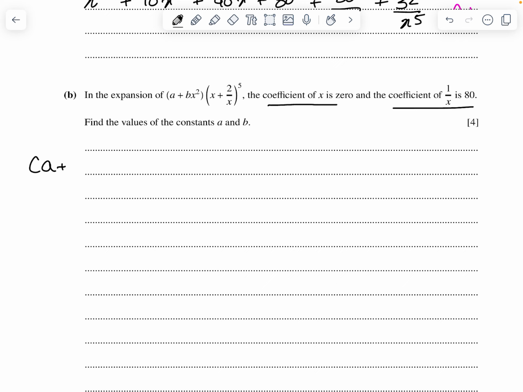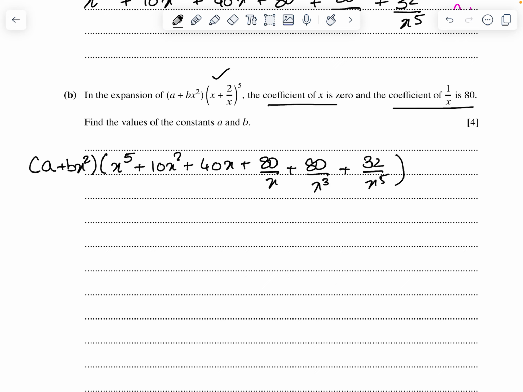a plus bx square times this expansion of this one from the first part, we got it as x power 5 plus 10x square plus 40x plus 80 upon x plus 80 upon x cube plus 32 upon x power 5. Now first thing he said is coefficient of x. What is it said? Coefficient of x is equals to 0.